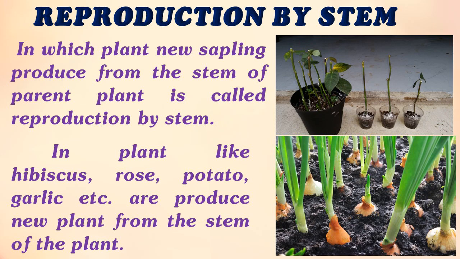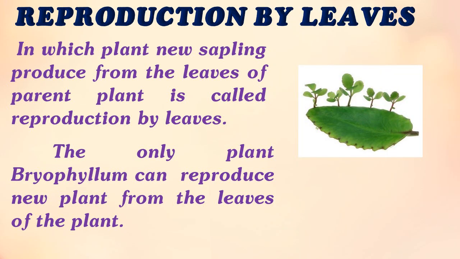Next is stem reproduction, in which the new sapling is produced from the stem of the parent plant. At that time it is called reproduction by stem. We have seen hibiscus, rose, potato, garlic, etc. are examples of stem reproduction. Here one thing we observe is that the potato is both stem reproduction as well as root reproduction.